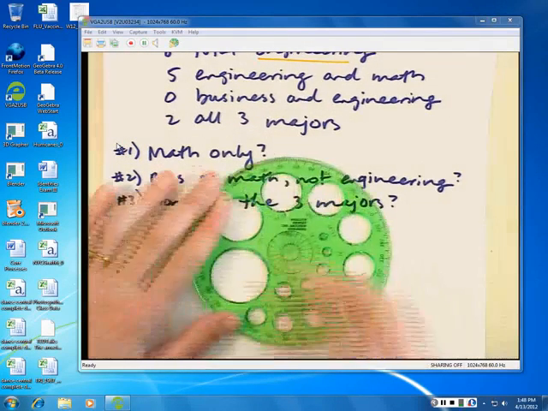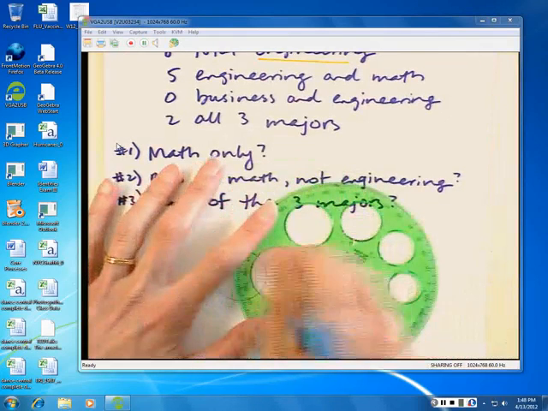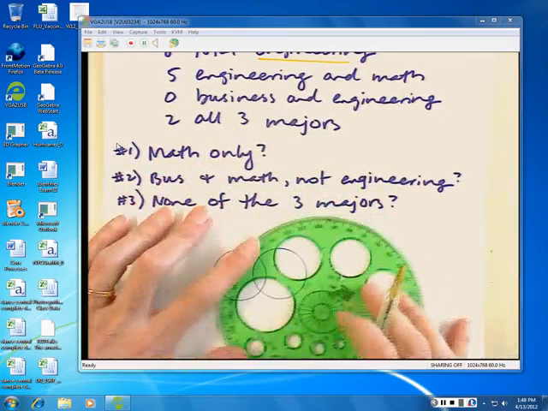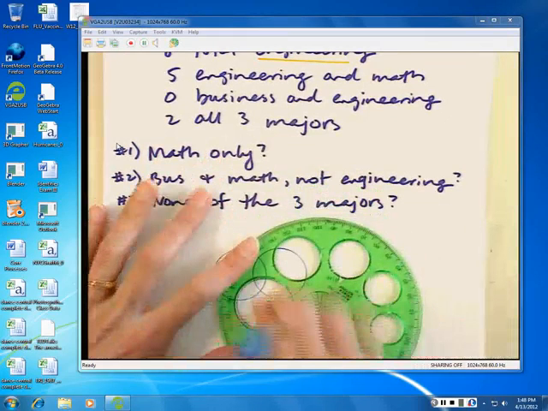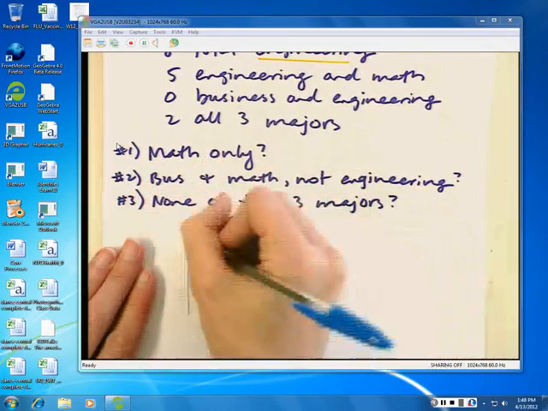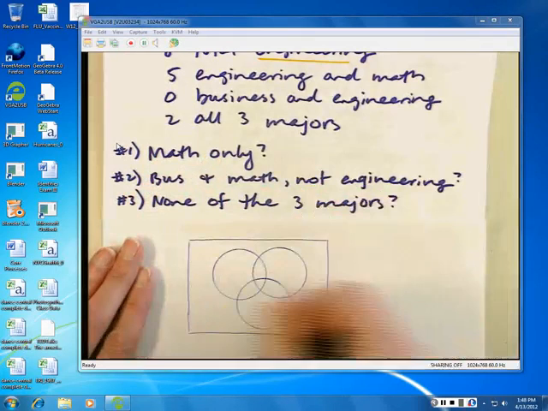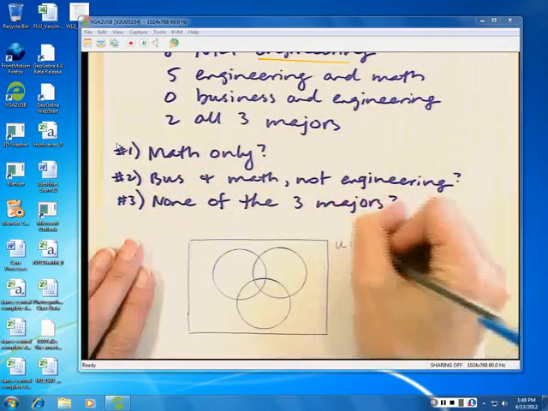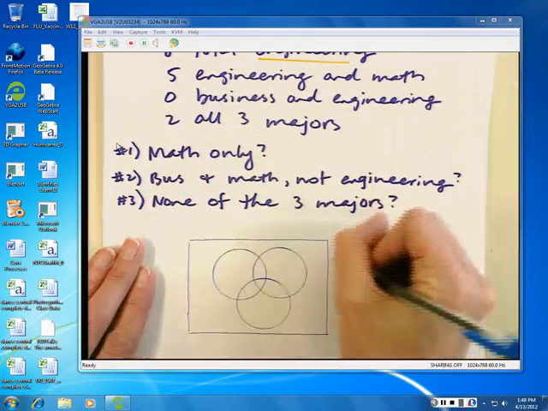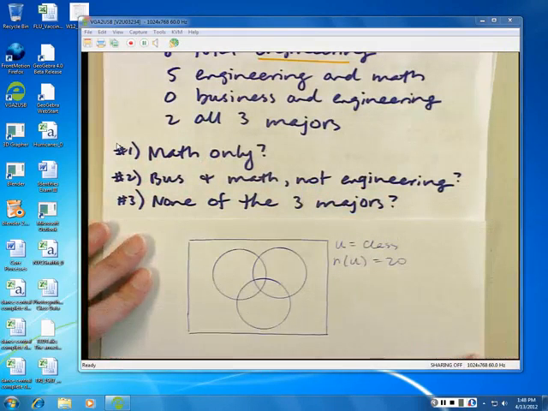Okay, so I want 3 of them. So 1, 2, and then I'll put the third one down here. So these live in the universal set, which is my class of 20 students. Okay, so U is equal to my class. The number in U is equal to 20, which we may or may not need.